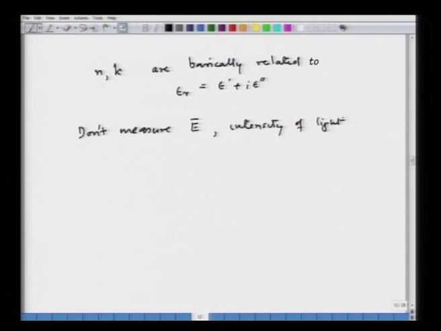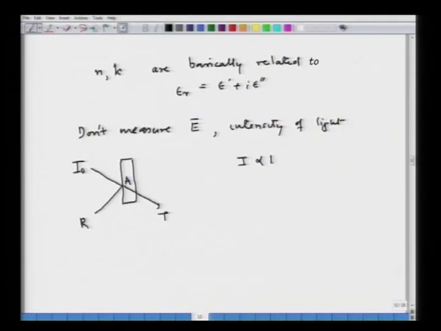So, in any optical experiment in which we are looking at how light is reflected or transmitted or absorbed inside the material, we are actually measuring the intensity of light. Now, how is the intensity of light related to the EM wave equation? Intensity of light is proportional to E square.